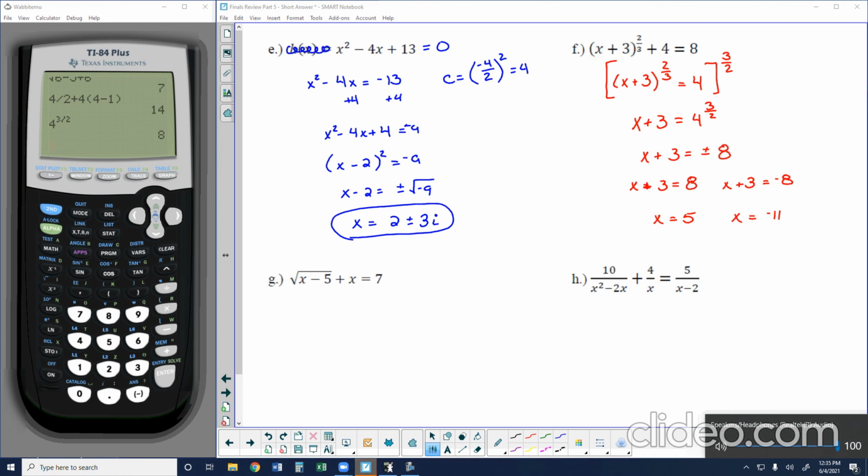And then you can check both of these answers. Both of these answers can be checked by inputting your answer into the variable for x and finding out that both solutions would work.